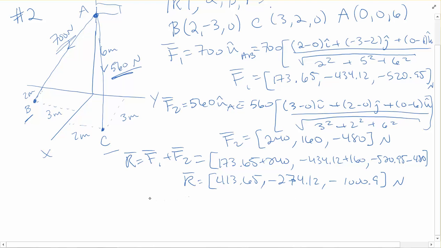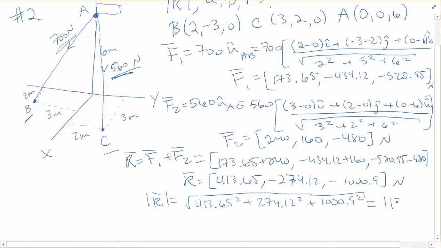Now if we want the magnitude of this, which is what we were asked for, we'll just do the square root of the sum of the squares. So we have the square root of 413.65 squared, plus 274.12 squared, plus 1000.9 squared. And that gives us 1117.21. So that's the magnitude of the resultant force.